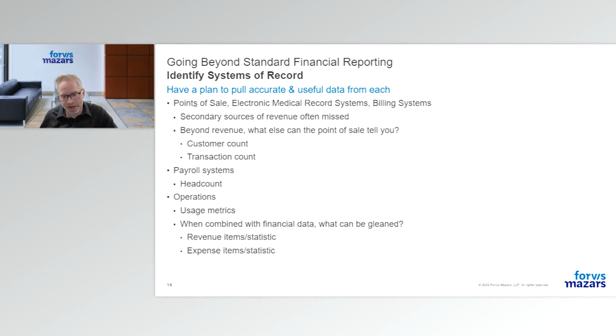A good way to do this is take a step back and look at how you're trying to forecast and budget. What are the things driving your forecast and budget? Is it customer count? Is it active users? Is it something else? These are good things that we want to pull out of your other systems of record, and then find a way to get them into the accounting system.